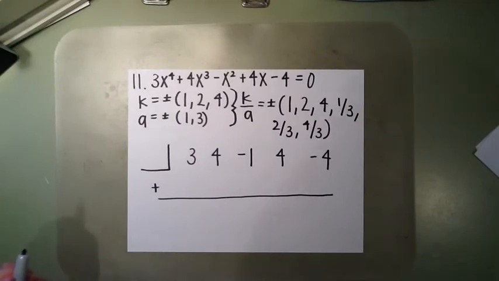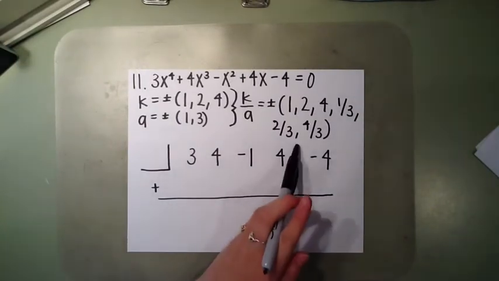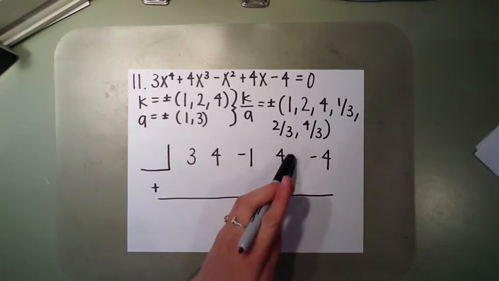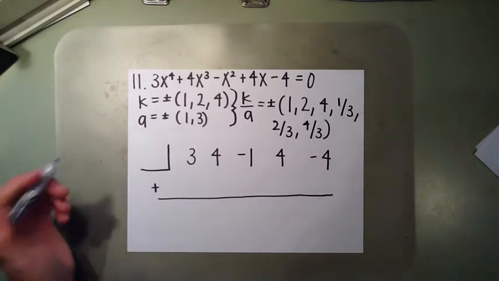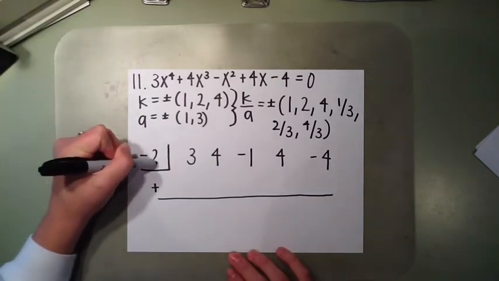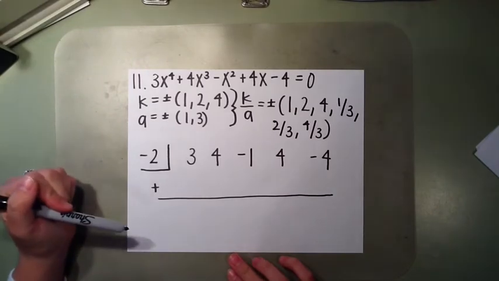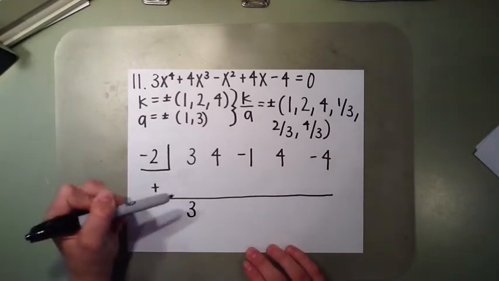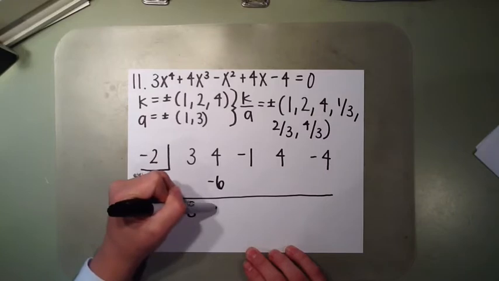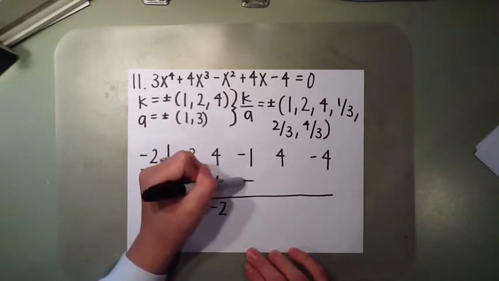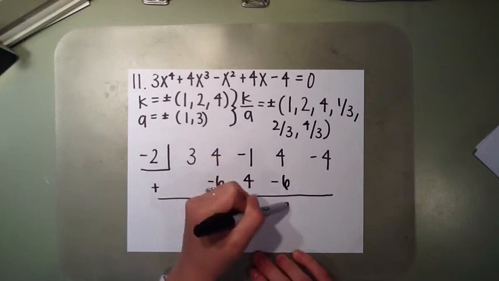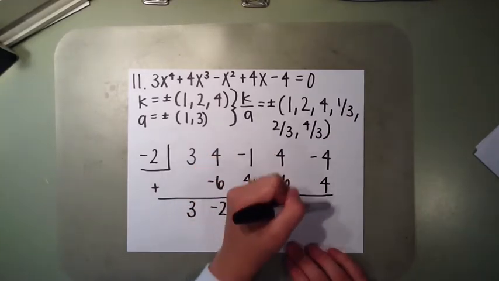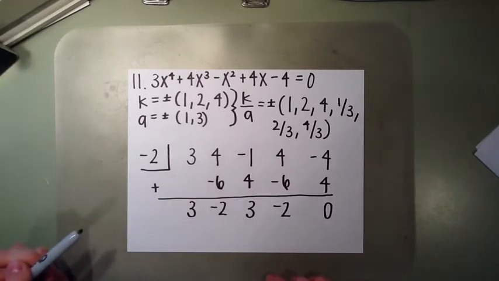Next, we would use our k over a list to find which of these values of the possible rational roots would make this equation equal to 0. So after a process of trial and error, the one that is successful is -2. So then we would check this by using synthetic division. And it is all equal to 0 with no remainder.